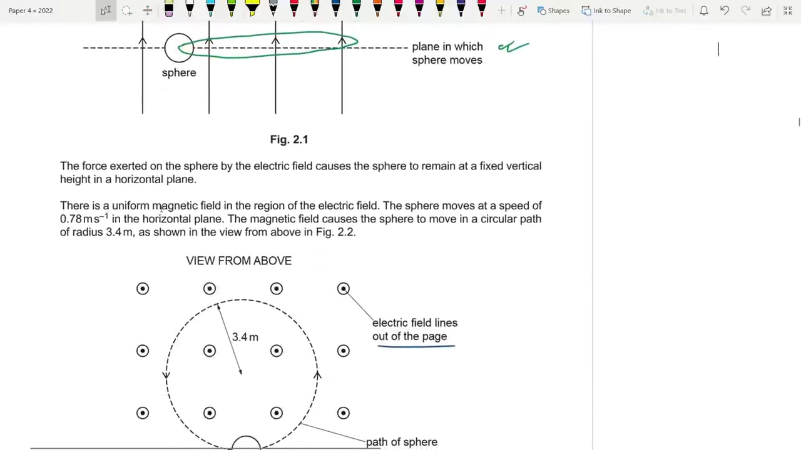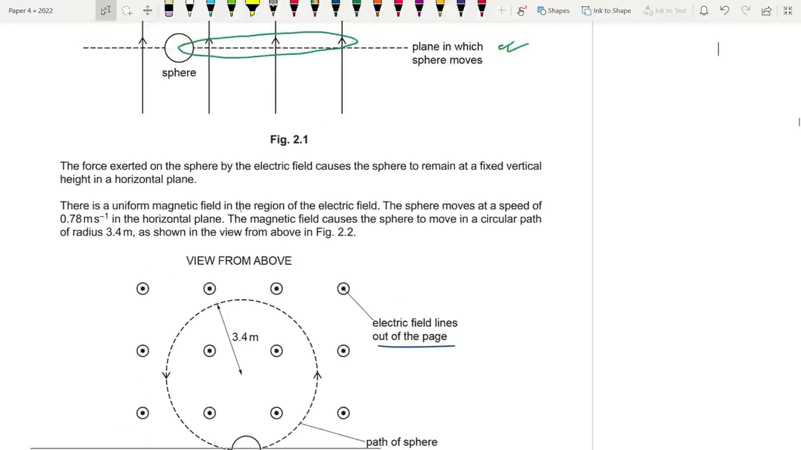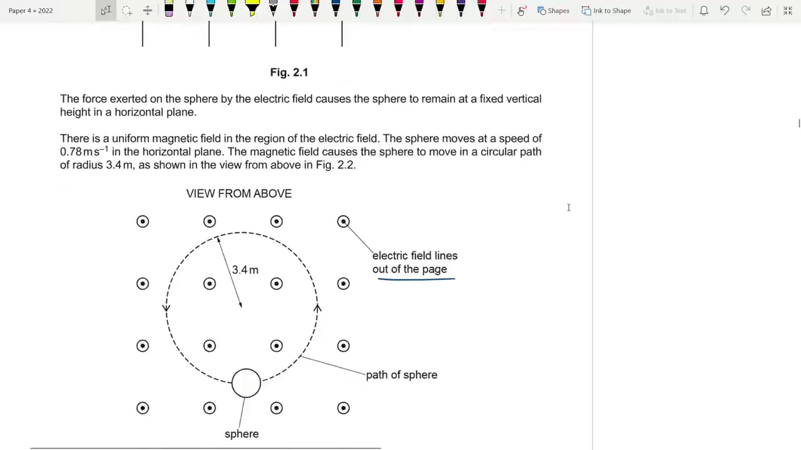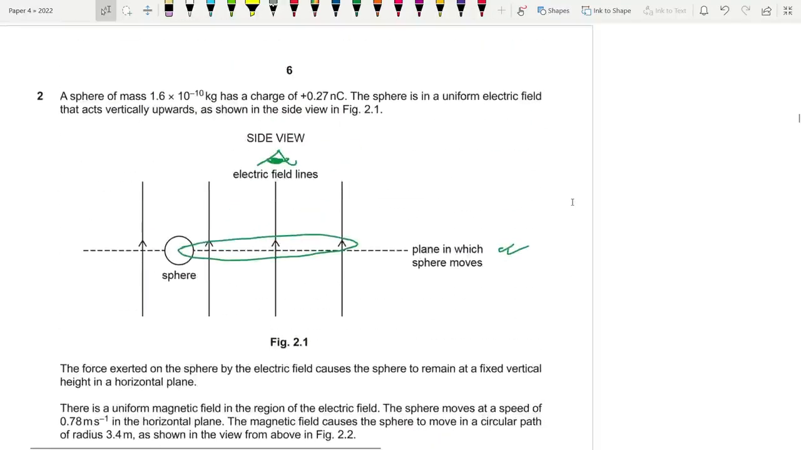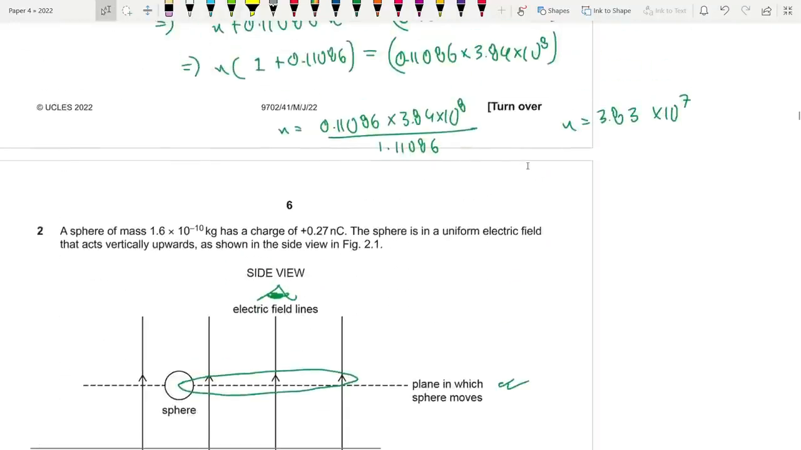So there's a uniform magnetic field in the region of the electric field. The sphere moves at a speed of 0.78 meters per second in the horizontal plane. The magnetic field causes the sphere to move in a circular path of radius 3.4 meters as shown in the view from above. So this is a question on magnetic field. A magnetic field is a region of space where a moving charge experiences a force, right? So this is our radius. Interesting question. Hard to comprehend.